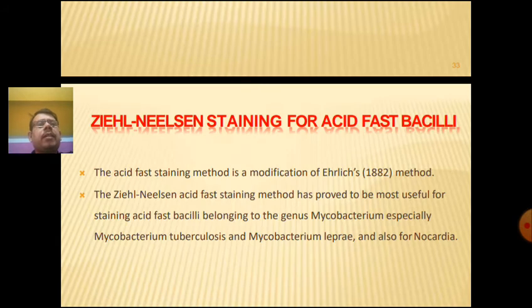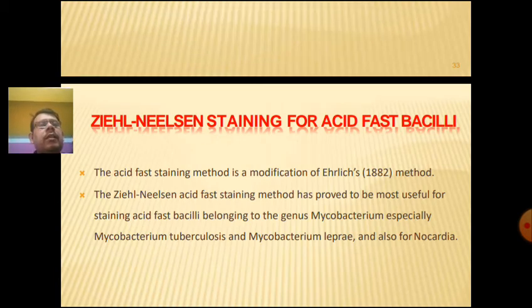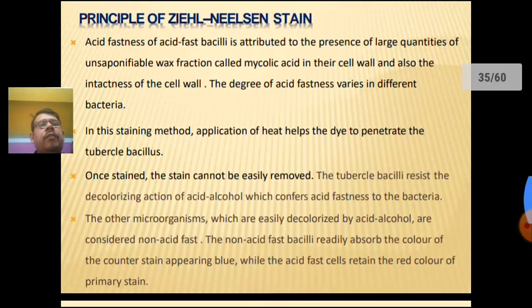Ziehl-Neelsen staining for acid-fast bacilli. This is another very important technique. Some bacteria cannot be identified by the gram staining procedure; these are acid-fast bacteria. They generally contain mycolic acid, as in some Mycobacterium species like Mycobacterium tuberculosis and Mycobacterium leprae, and also Nocardia. The acid-fast method was modified by Paul Ehrlich, the father of chemotherapy. He developed this method to identify Mycobacterium tuberculosis, leprae or nocardiosis. They contain some acids and can be identified this way.